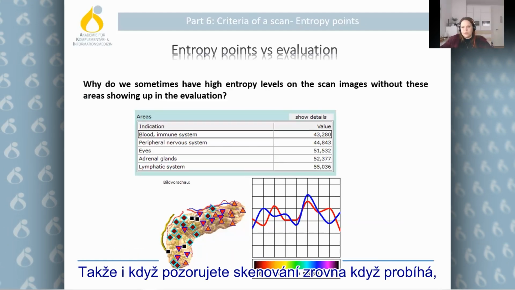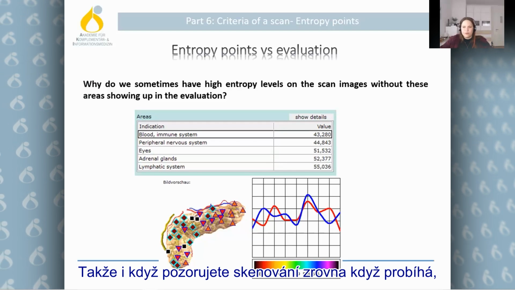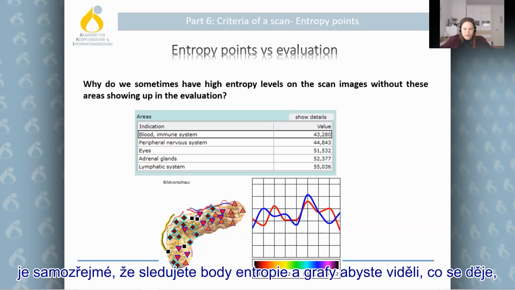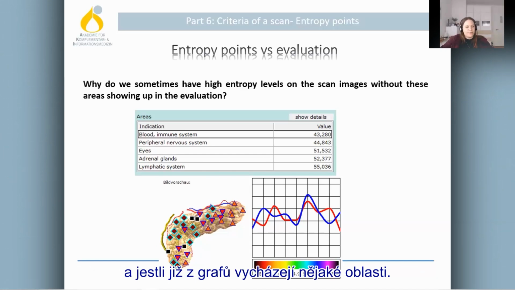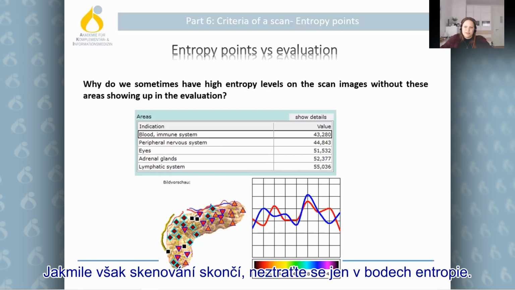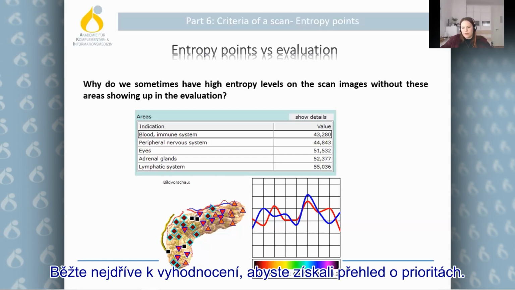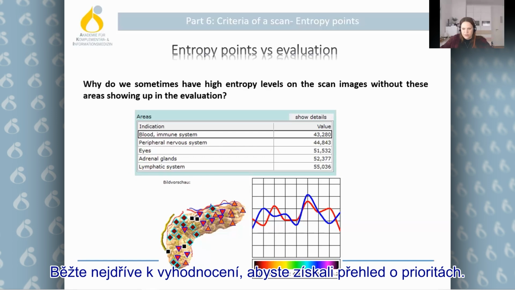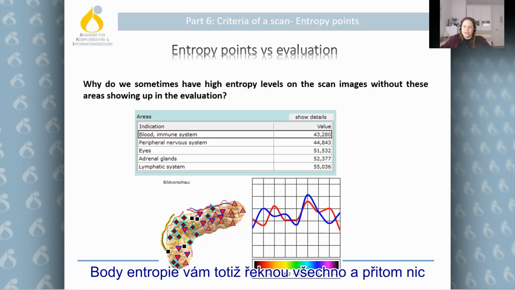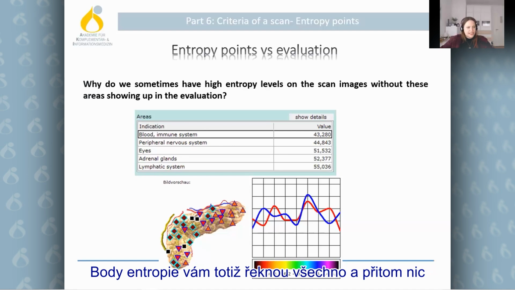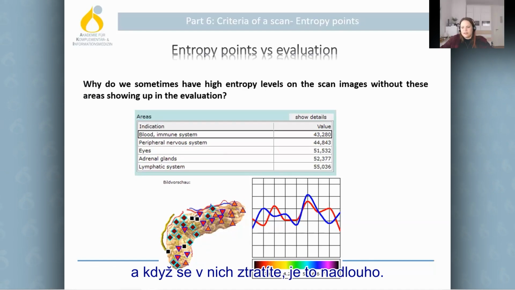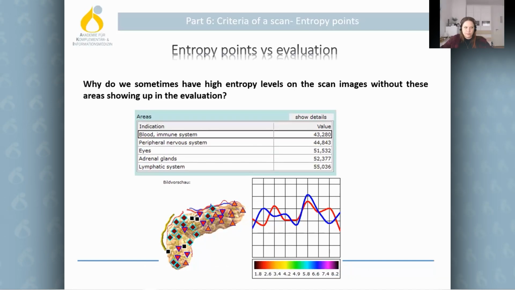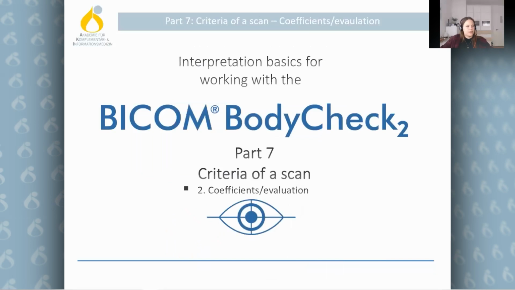Even when you look at the scan, when the scan runs through, of course you look at the entropy points to get an idea what's going on and look at the graphs to see if there are special areas always coming up on the graphs. But then after this, please don't get lost in the entropy points. Please go to the evaluation first to get an overview, to get the priorities, because these entropy points can tell you everything and nothing. It takes you too much time when you get lost in the entropy points. So please go to the evaluation.